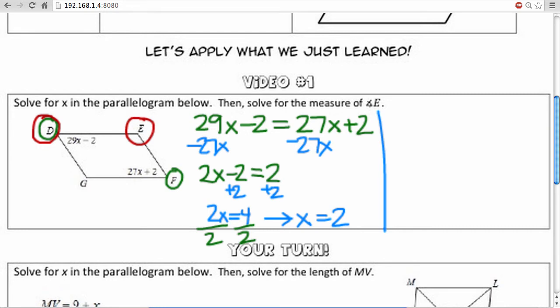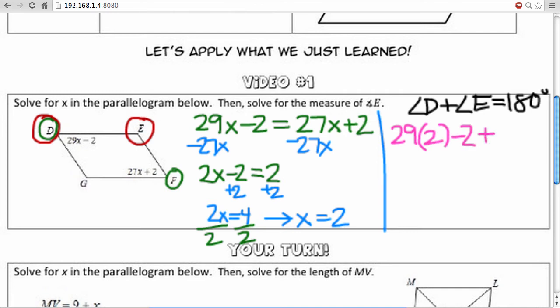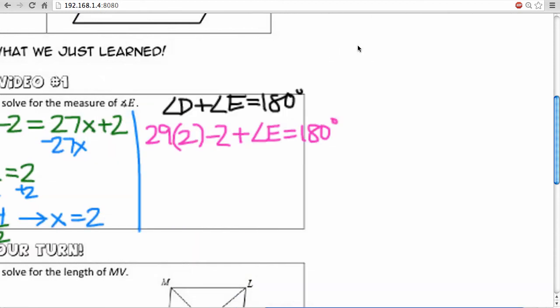So let's go ahead and find the sum of angle D and angle E. So angle D plus angle E, they're supplementary, so they add up to 180. And what I'd like to do here is, let's substitute in things that we know. We know that D measures 29 times x minus 2, plus we're looking for angle E, and we know that this is equal to 180 degrees. Oops, and you can't even see that, but that's okay.